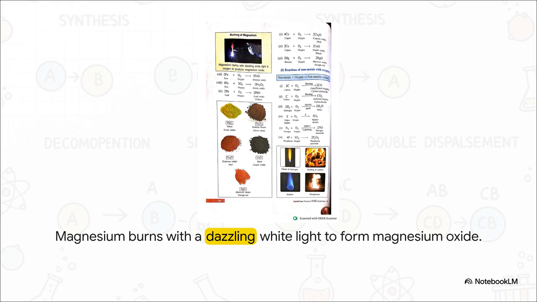And here is where that simple formula just comes to life. On paper, it's just letters, right? Magnesium plus oxygen. But in the real world, it's this incredible, dazzling white light as a strip of magnesium just burns up. That spectacular fire is creating a totally new substance, a white powder called magnesium oxide. That is combination, right there in your face.